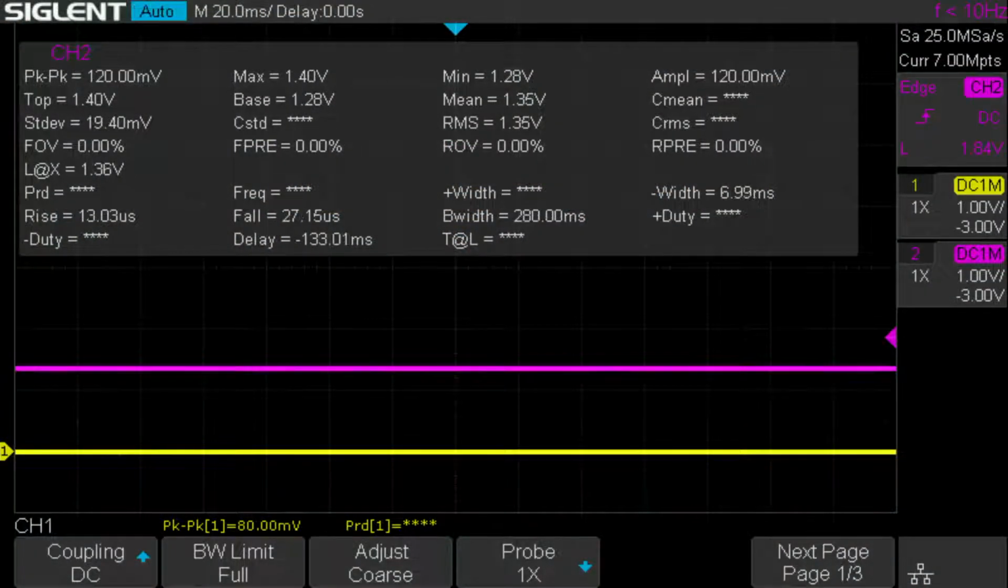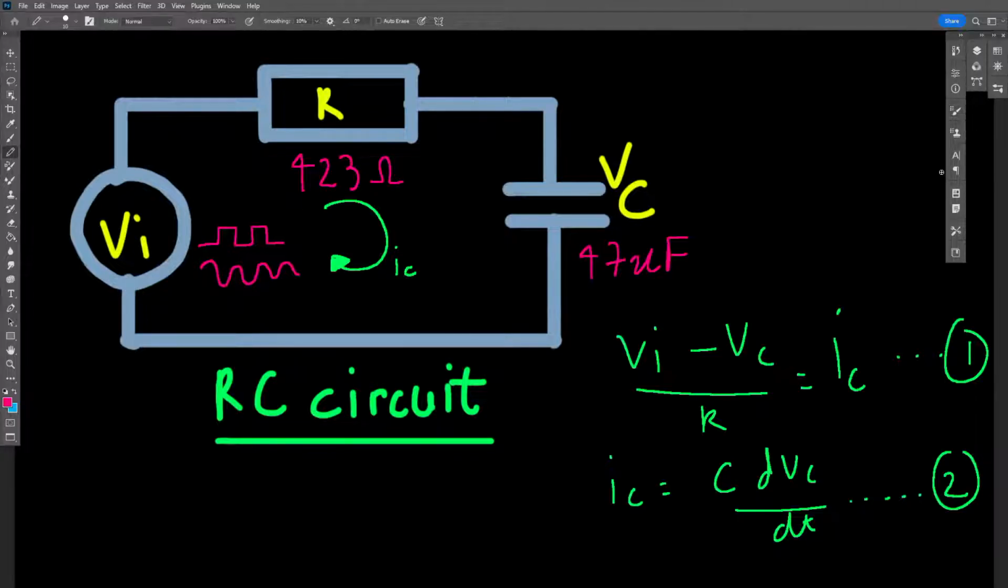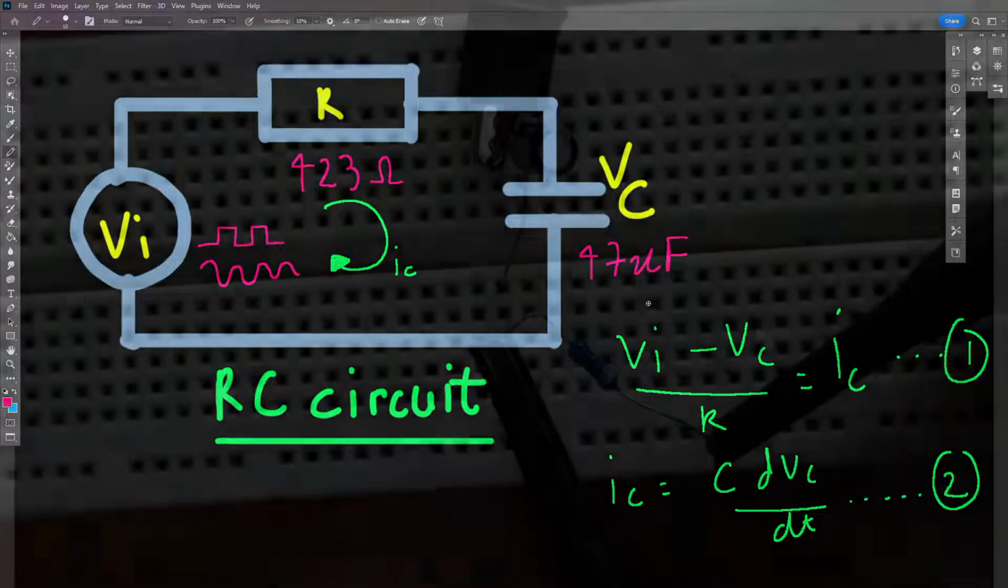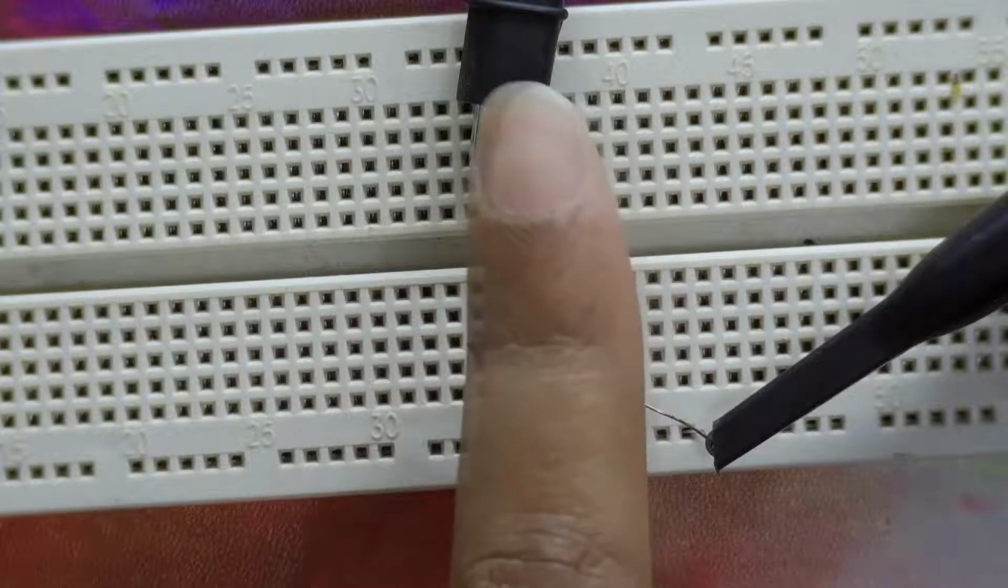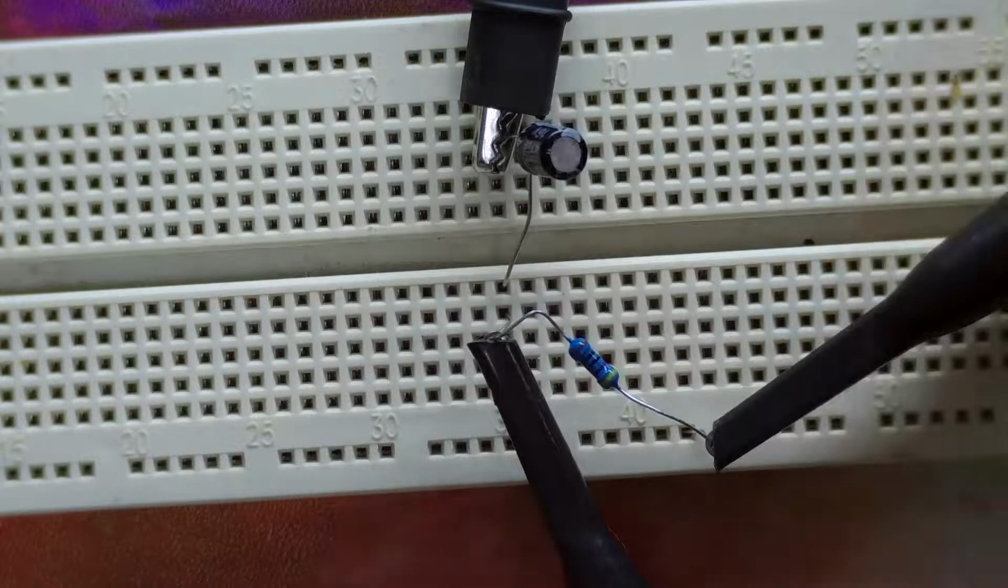So right now, let me open up the circuit. I've drawn the circuit. It's a simple RC circuit. You have a voltage input, you have the resistance of 463 ohms, and then your capacitor is 47 microfarads. So this over here is around 47 microfarad. If you just look at it, it's 16 volts, 47 microfarad.